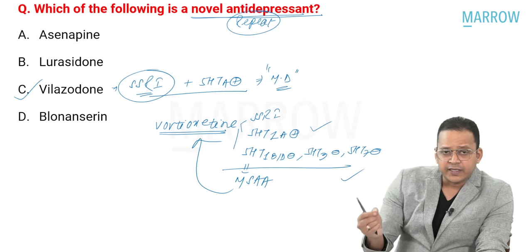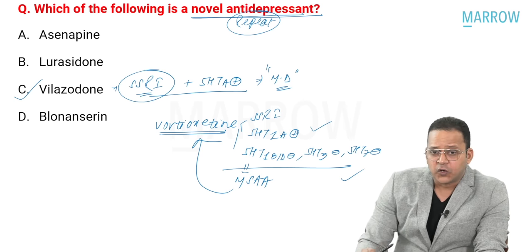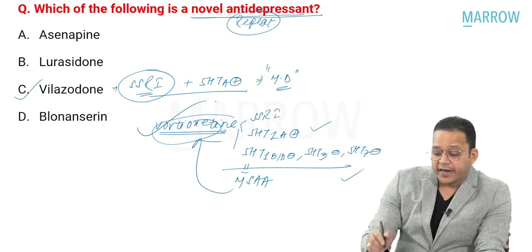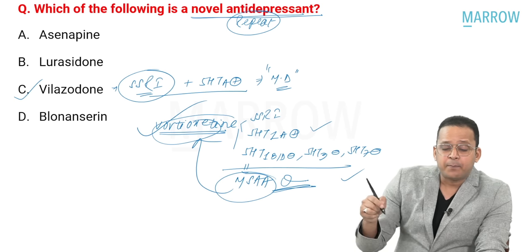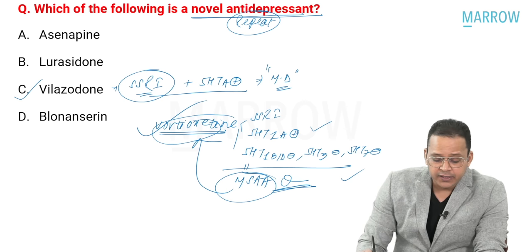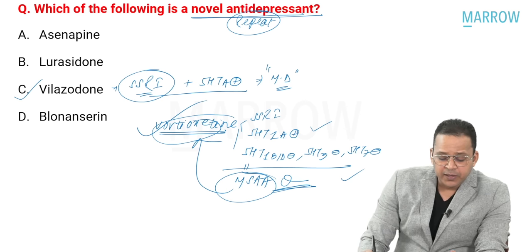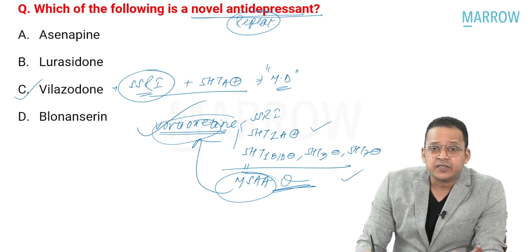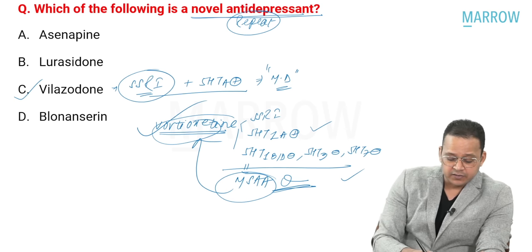So MCQs, they have asked on vilazodone, vortioxetine would be the next target. And what I think they're going to ask next is which is an MSAA antidepressant, right? Other drugs here, asenapine, lurasidone, blonanserin, A, B and D. These are antipsychotics. They are not antidepressants, right?